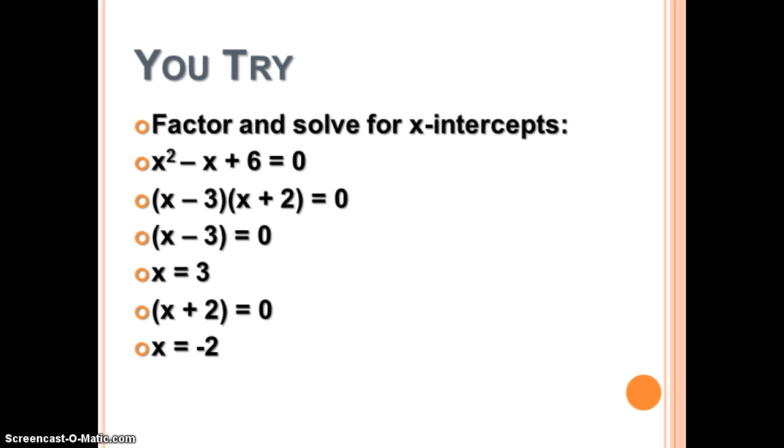And here's one more for you to try. Factor and solve for the x-intercepts. X squared minus x minus 6 equals 0. So we're going to factor that first, and we get x minus 3 times x plus 2 equals 0. And then using the zero product property, we know that x minus 3 equals 0 or x plus 2 equals 0. And our final answer is x equals 3 or x equals negative 2.